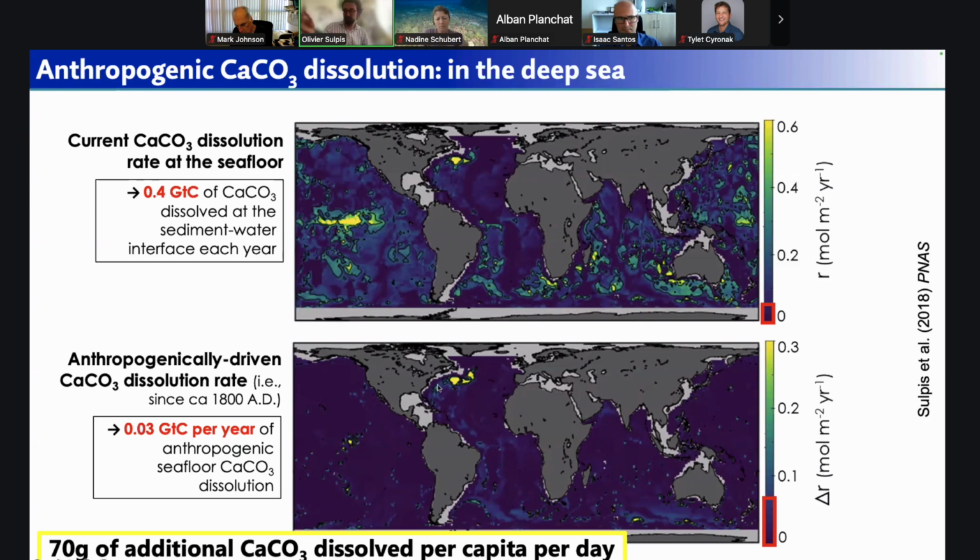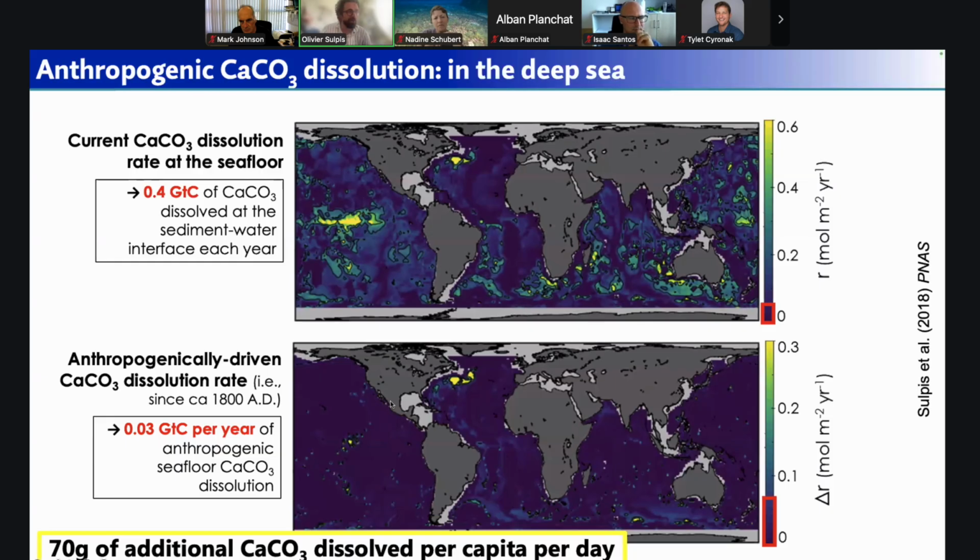So if we do the math and we try to do a global integration of this new calcium carbonate that is dissolving today, that wasn't dissolving before, and we divide by the number of people on Earth, we arrive at something like 70 grams of additional calcium carbonate dissolved per capita per day. It means that it's about a handful. So every day, you can think of the fact that you are dissolving one handful of white sand made out of calcium carbonate at the bottom of the ocean.